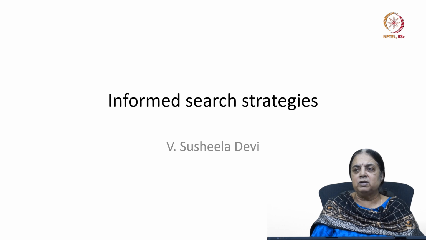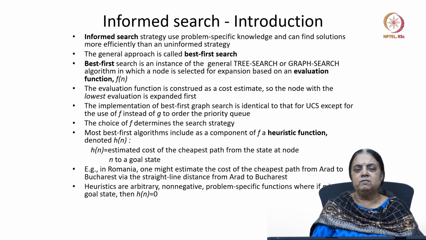When we talk about uninformed search strategies, we are not using any information about the particular problem at hand, whereas in informed search strategies, we will be using information about the problem at hand. In other words, you have some specific knowledge about the particular problem which you are going to solve, and you are going to use that information to cut down on the search so that you get a solution much faster. So, this strategy is called the best first search.